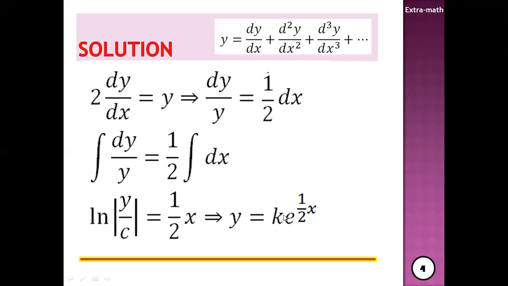Then we take the exponential of both sides to get the following solution of the initial differential equation: y equals k e power half x. This is the solution of the initial differential equation.